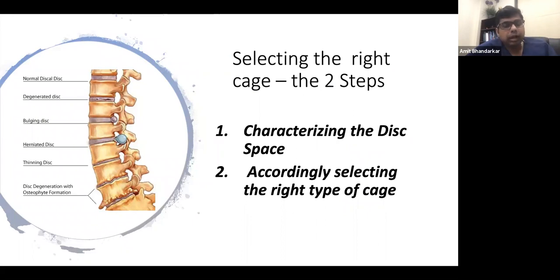So I put forward two simple steps. The first step towards deciding what cage to use lies in characterizing the disc space. As we do in preoperative planning, we need to find out what the characteristics of that disc space are. Once we determine how the disc space is, we can marry our cage to that disc space so that there is an appropriate match, and we can optimize all the objectives that I mentioned before while doing the transforaminal lumbar interbody fusion surgery.